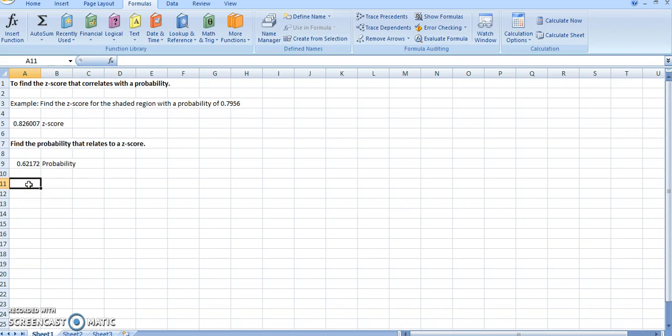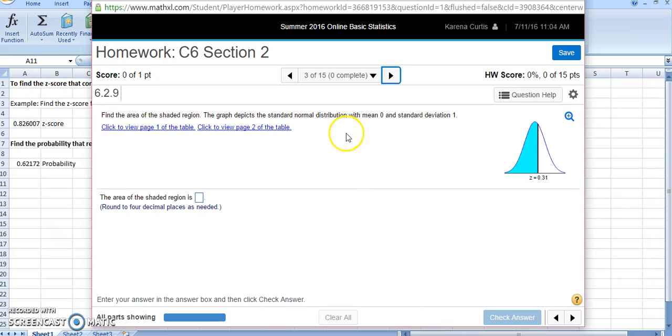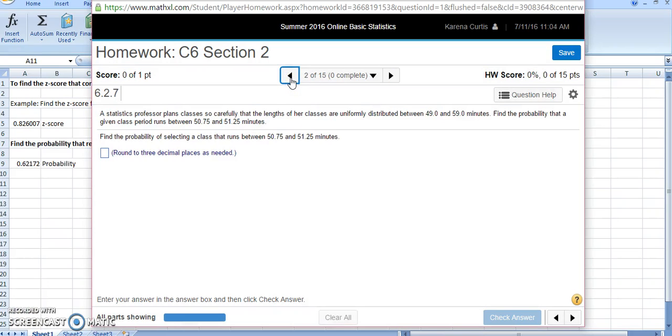So if it's not a standard normal distribution, then what do we use? Then we're going to use the norm distribution or the norm inverse. I have one more problem to review with you. When doing the homework, if you have a problem where you have to find the probability between values, then how do we find those probabilities?